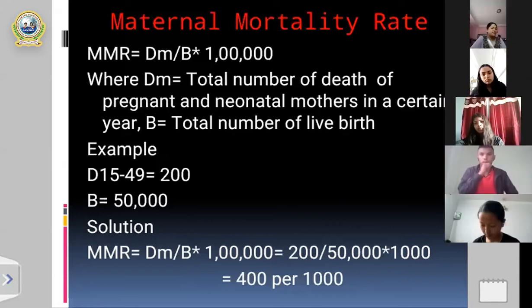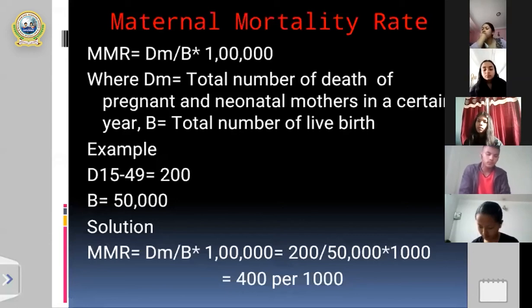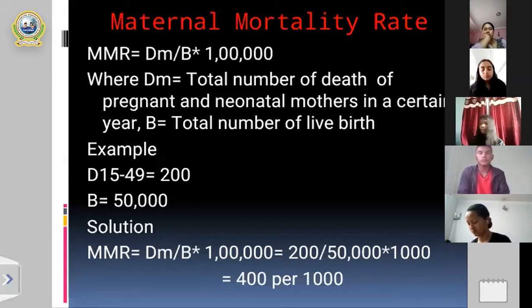So my dear students, once again I want to repeat the example. D 15 to 49 means the total number of deaths of mothers under the age of 15 to 49, which was 200. Suppose in the year 1990, and in the same year the total births by women were 50,000. Calculate MMR.